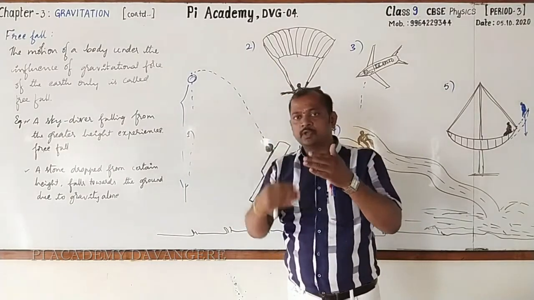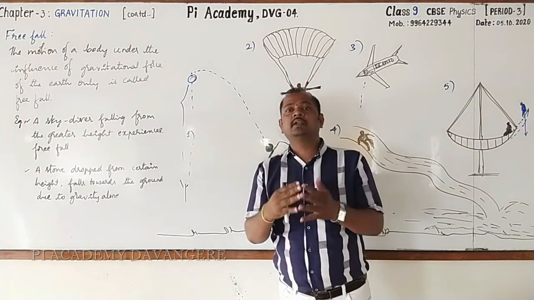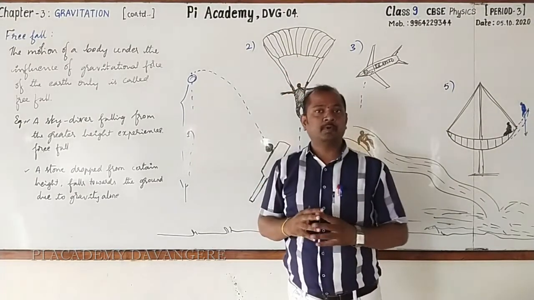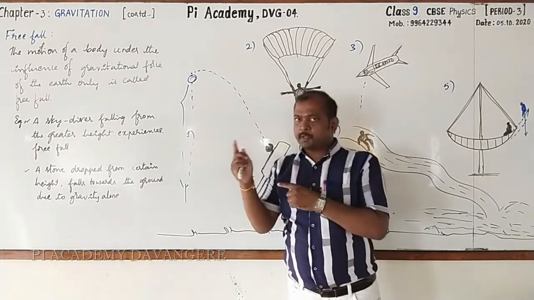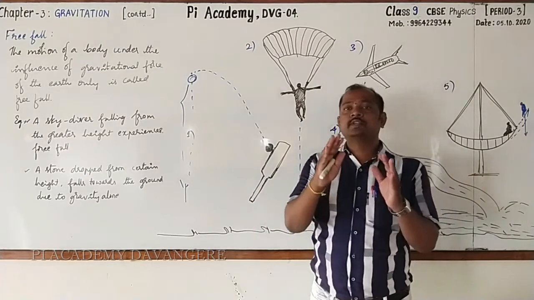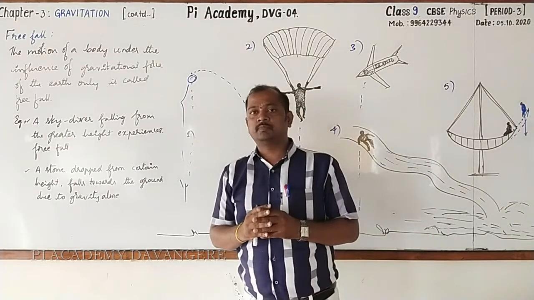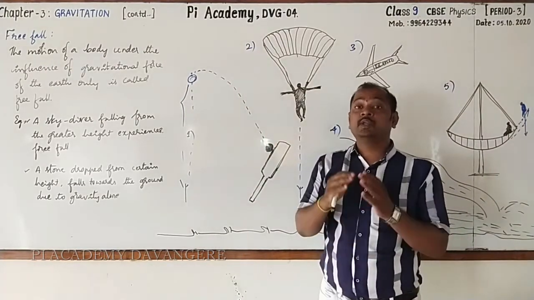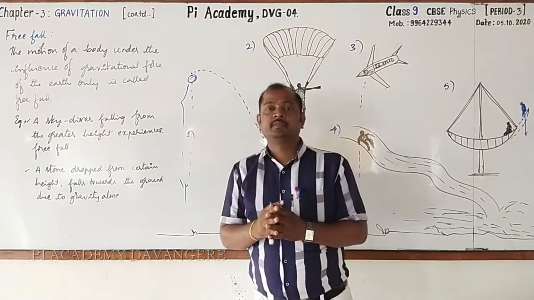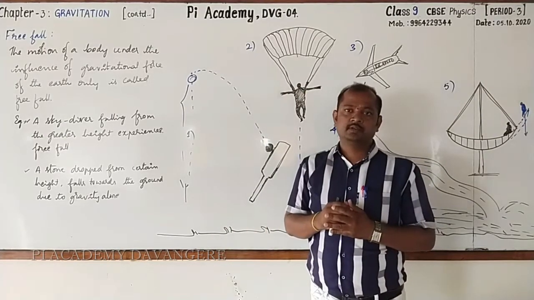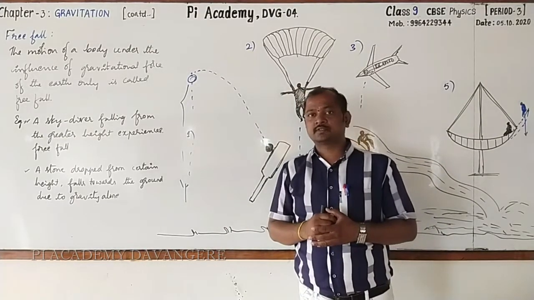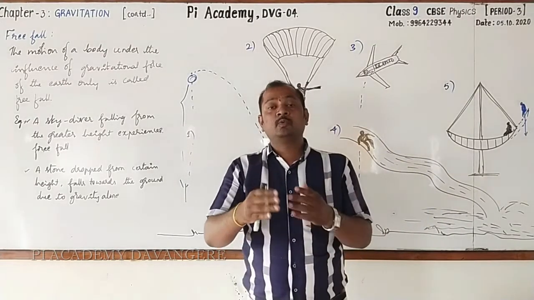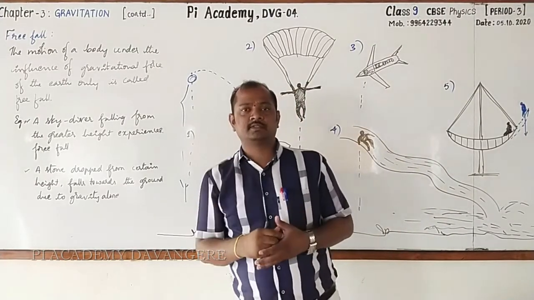If the body is falling towards the ground only under the influence of gravitational force of the earth, that is called free fall body. With respect to that, I'll ask you two simple questions. Try to answer them. When the body is falling freely towards the ground, whether its velocity changes or not? Definitely it changes. Now another question. If the velocity is changing, whether it increases or decreases?